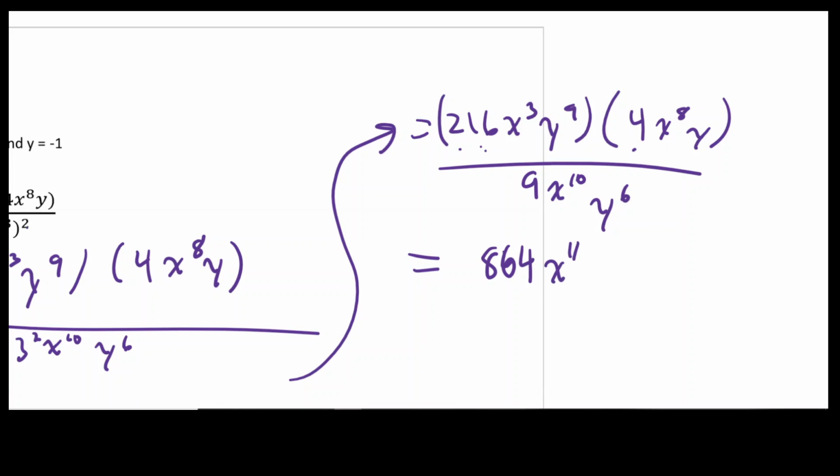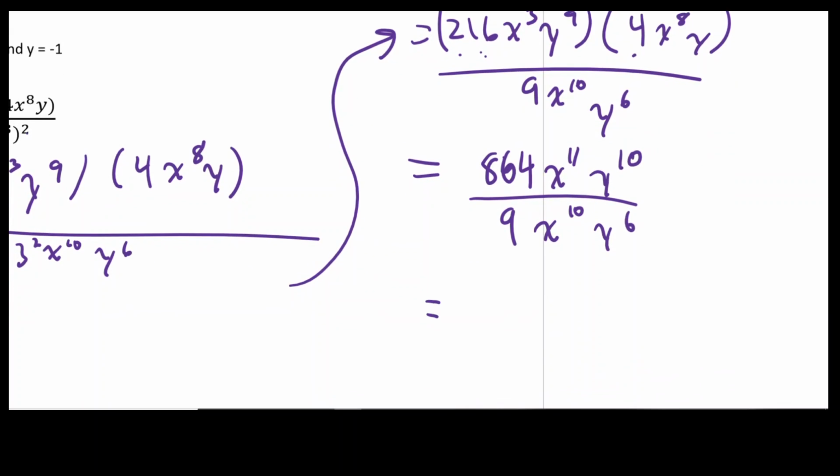X to the power of 11, I'm going to add those powers. Y to the power of 10. And my 10s always look like a 16 on the screen. Okay. And then the bottom is 9 x to the 10, y to the 6. And we're going to start dividing now. Y to the 10 divided by y to the 6 is y to the 4. X to the 11 divided by x to the 10 is x to the power of 1, or just x.